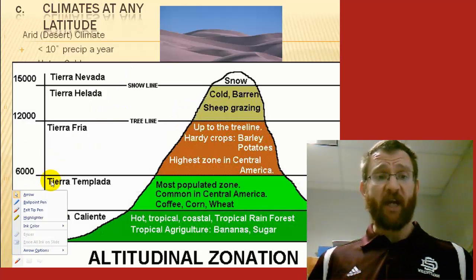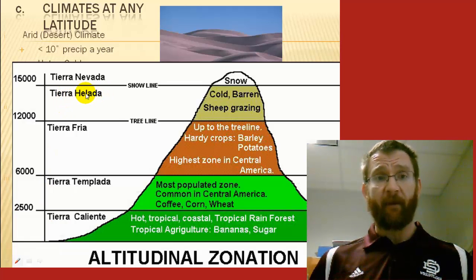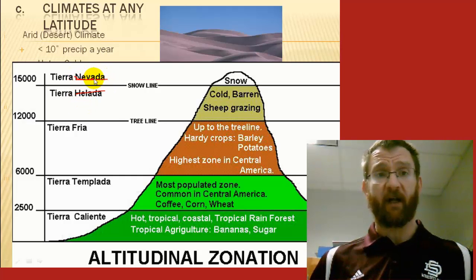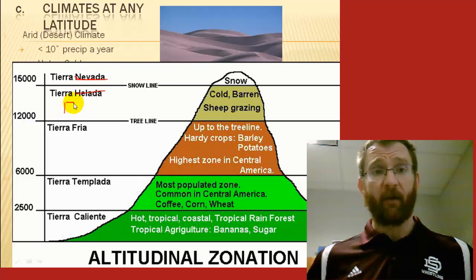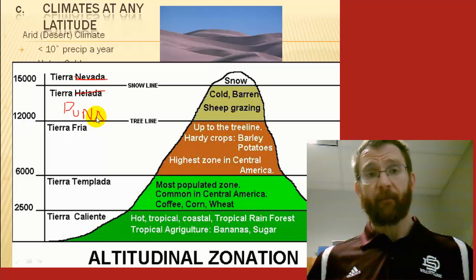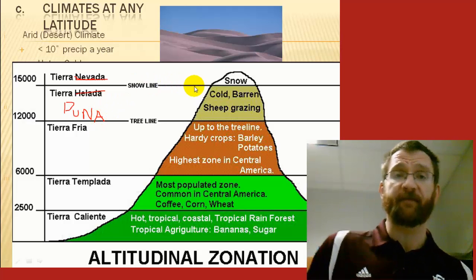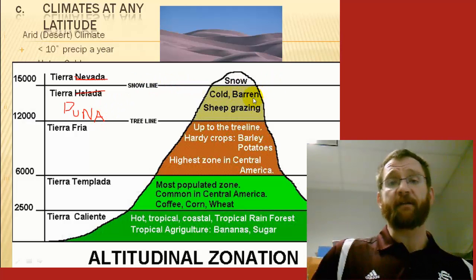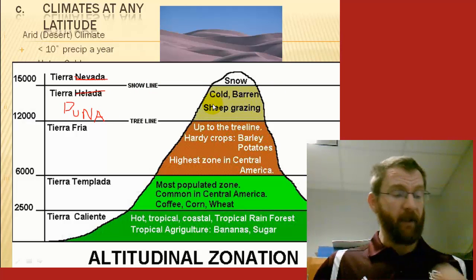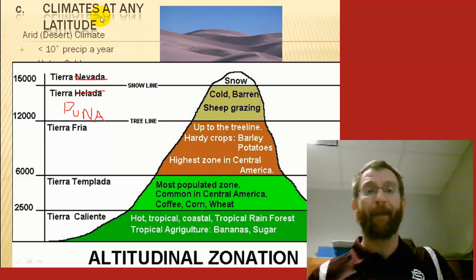The next one, I want to change the name just a little bit, and I'm going to mark this as not Tierra Helada, and I'm going to do that on here too. So Tierra Helada and Tierra Nevada are gone there. Okay, and I'm going to label this one Puna, P-U-N-A. Okay, so Tierra Puna is the next line. Tierra Puna exists from 12,000 to 15,000 feet up in the air, and it is very similar to the tundra climate. It's cold, barren, and can really only be used for grazing sheep, llamas, or alpacas.